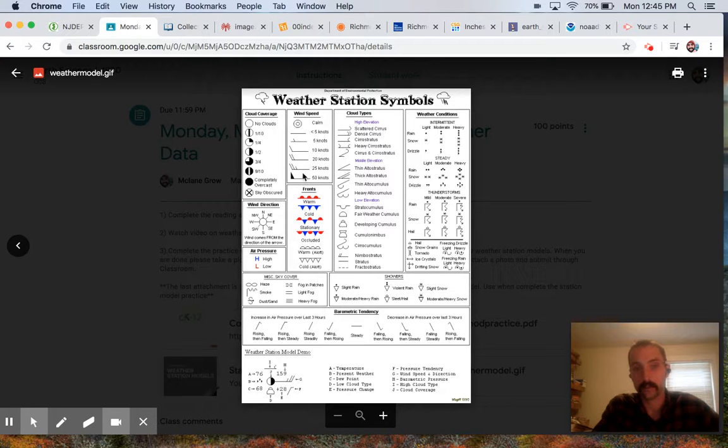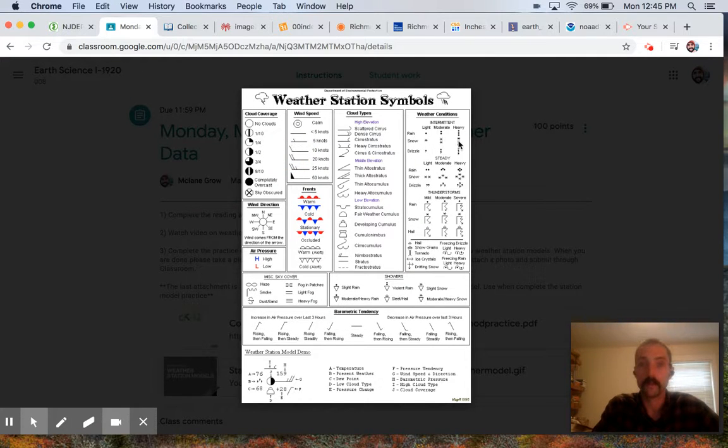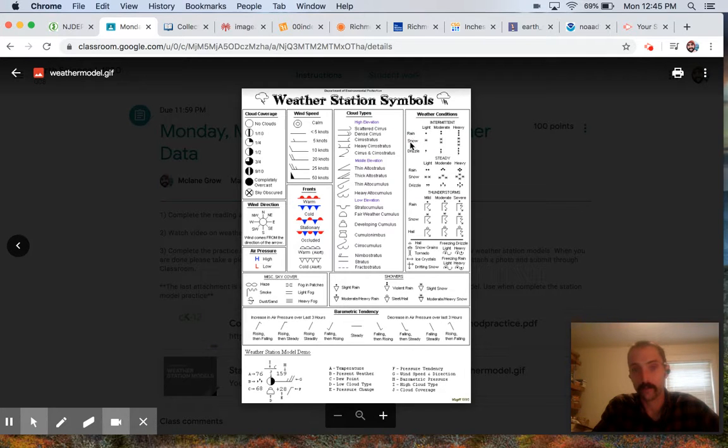So on your practice worksheet, it will say miles per hour. Please just assume that one full barb is 10 miles per hour, a half barb is 5 miles per hour. And then looking at weather conditions, for precipitation, you're going to have rain, snow for the most part, and sometimes you may see a drizzle. Rain is represented by 1 dot. The more dots you have, the heavier the precipitation is going to be. And snowfall is represented by the asterisk. The more asterisks you have, the heavier the snowfall is going to be.